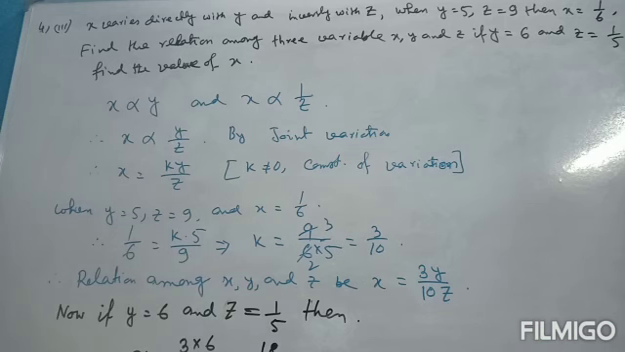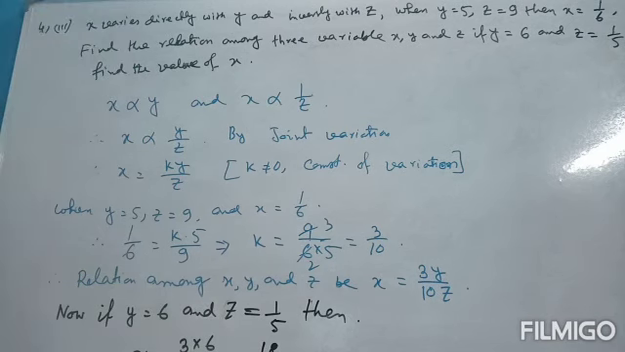Next, question number 4.3 of your book. I read out the question first. X varies directly with Y and inversely with Z. When Y is equal to 5, Z is equal to 9, then X is equal to 1 by 6. Let us find the relation among three variables X, Y and Z. And the second part of the question: if the value of Y is 6 and Z is 1 by 5, then find the value of X.